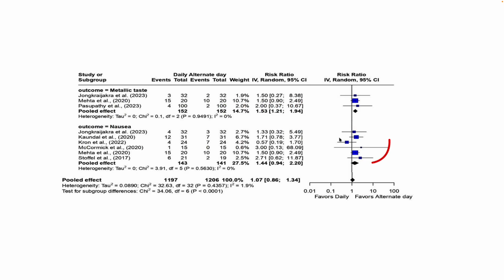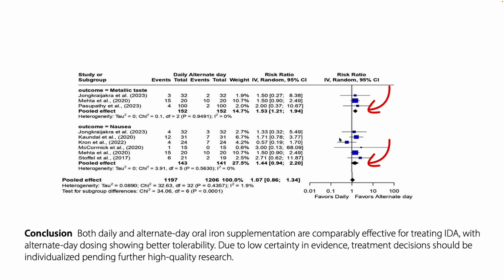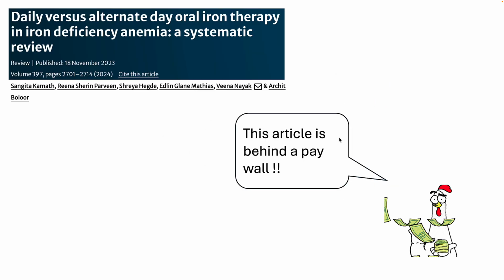The adverse effects were also similar between the groups, though metallic taste was more frequent with daily dosing. So the authors concluded that both daily and alternate day oral iron supplementation were pretty comparable in treating iron deficiency anemia, though alternate day dosing shows better tolerability. Similar findings were reported in another systematic review in 2024. They found that there was no significant increase in hemoglobin level between the two dosing regimens. However, the frequency of adverse effects, especially nausea and metallic taste, was reduced with alternate day dosing.